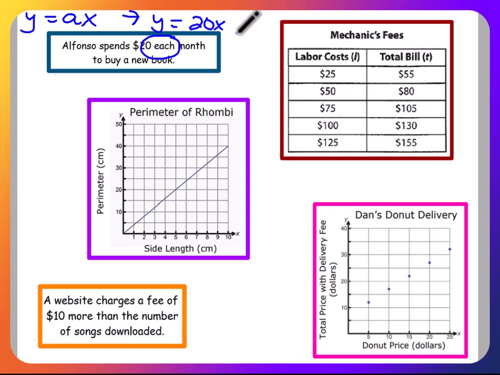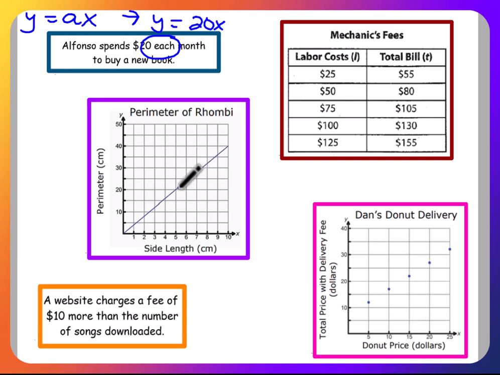That means to find the dependent, which is what? The total amount of money he spends. Okay, so to find the total amount of money he spends, we're going to multiply 20 by each month, where x represents the number of months. So y equals 20x. So that is multiplicative. Let's come over here to the graph.